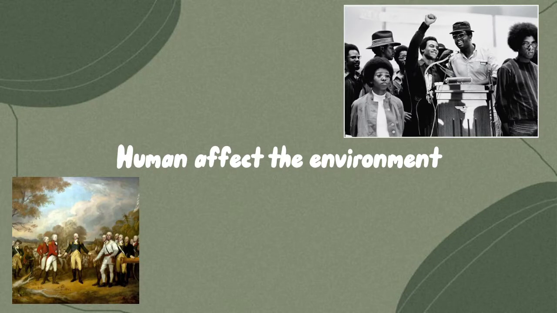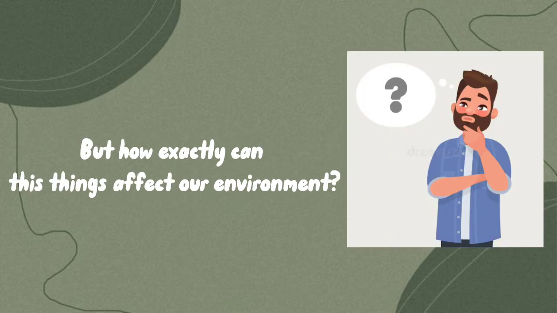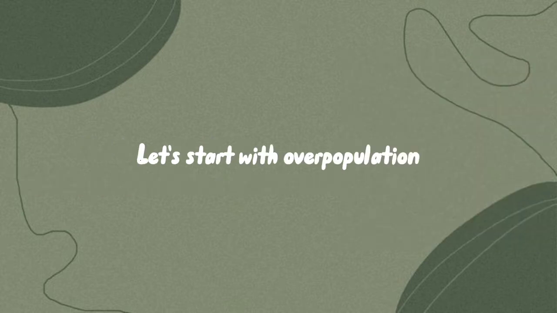Humans affect the environment. Humans impact the physical environment in many ways: overpopulation, pollution, burning fossil fuels, and deforestation. But how exactly can these things affect our environment? Let's start with overpopulation.